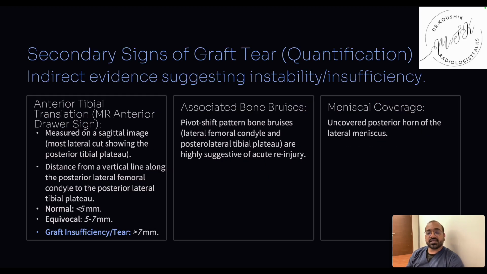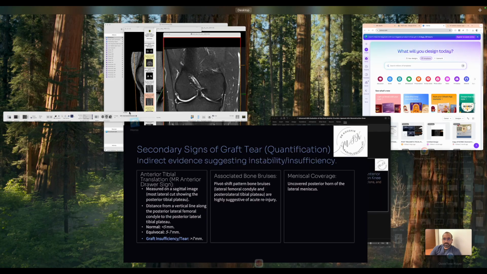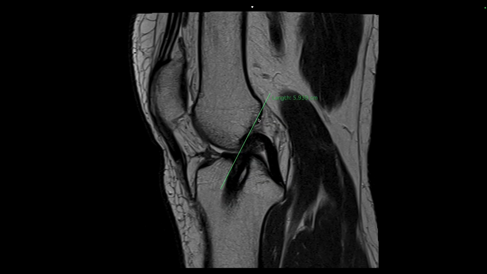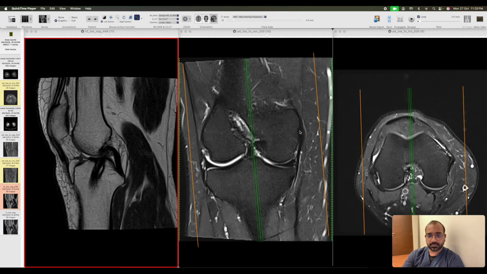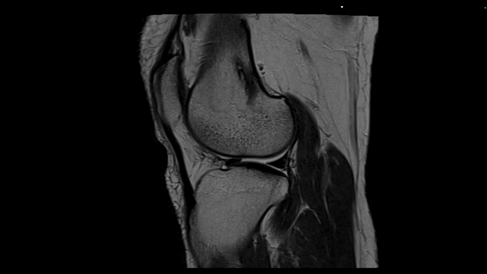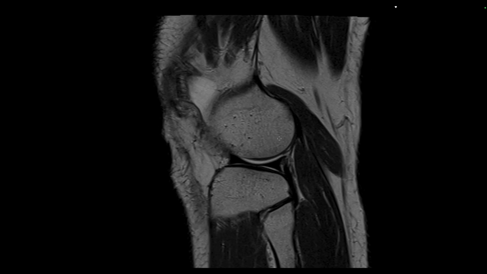And what are the secondary or indirect signs suggesting instability or insufficiency? The MR anterior drawer sign. So what is the anterior drawer sign? If you see, I'm going to the lateral. This is the lateral femoral condyle and lateral tibial condyle. I need to draw a straight line, so I'm drawing a straight line here.